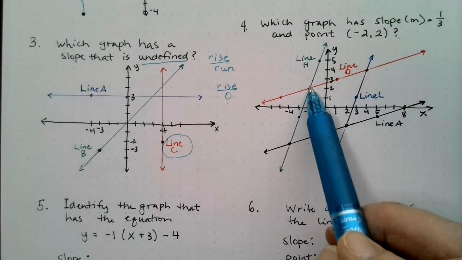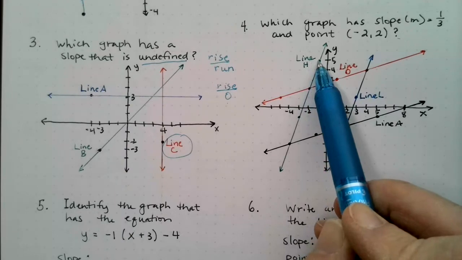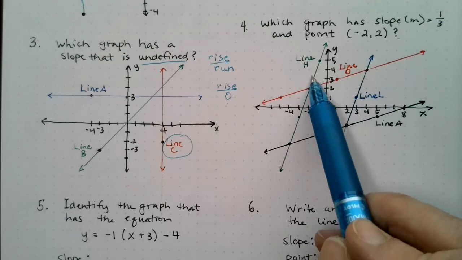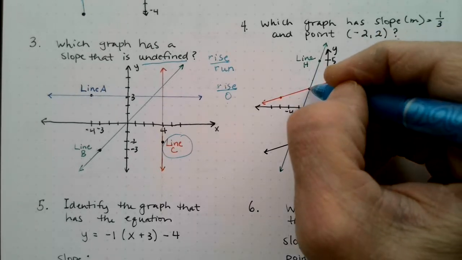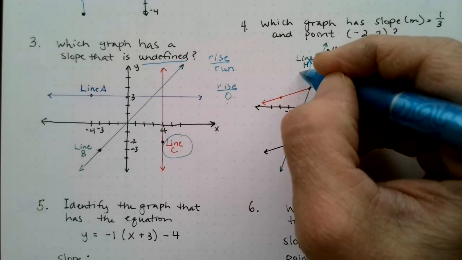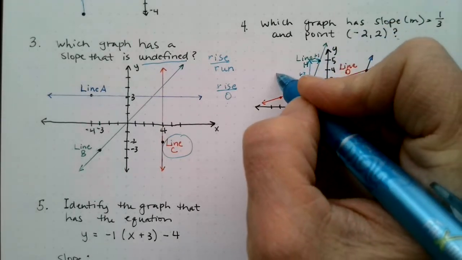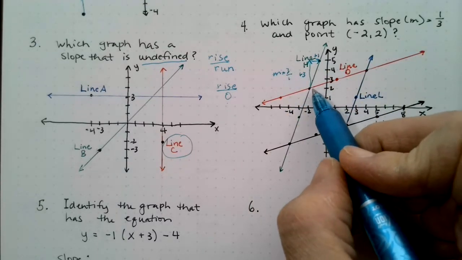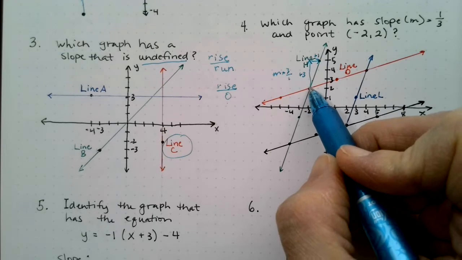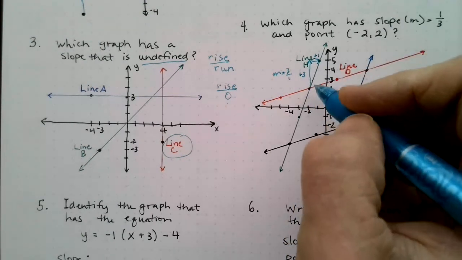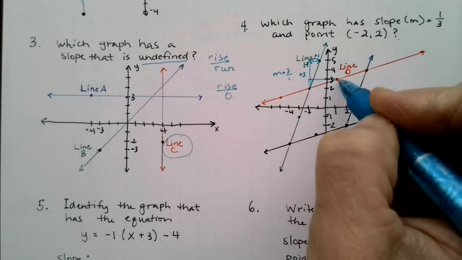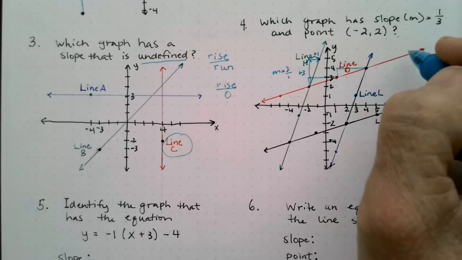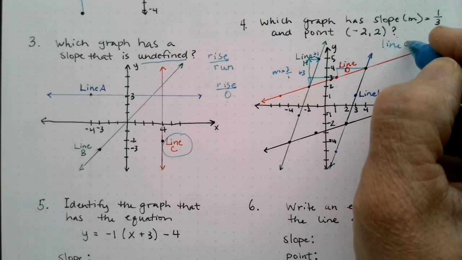So this slope for H is going up 3 and over 1. So that is not a slope of up 1 over 3. So this is a slope of 3. I can even mark that on there, up 3 over 1. And so this one has an m of 3 over 1. But if I look at the red line O, if I go up 1, then I am going over 3. So up 1 over 3, up 1 over 3. That has a slope of 1/3. So line O is our answer.